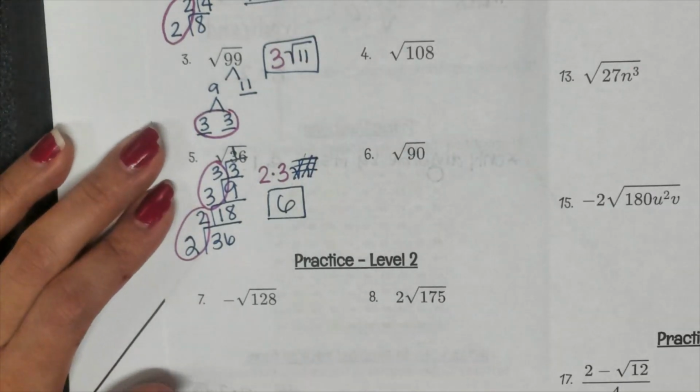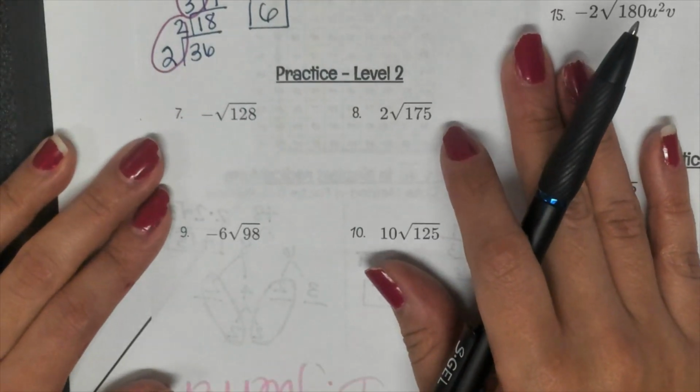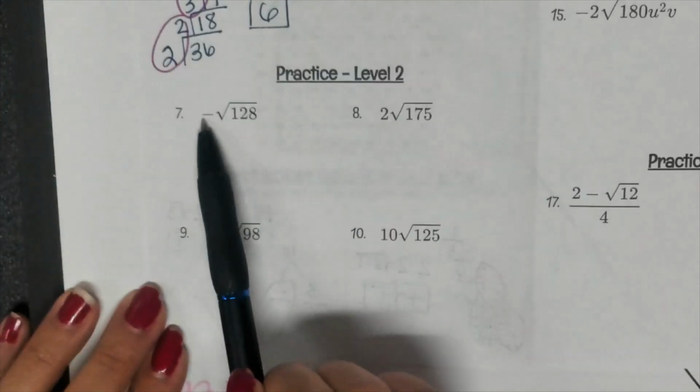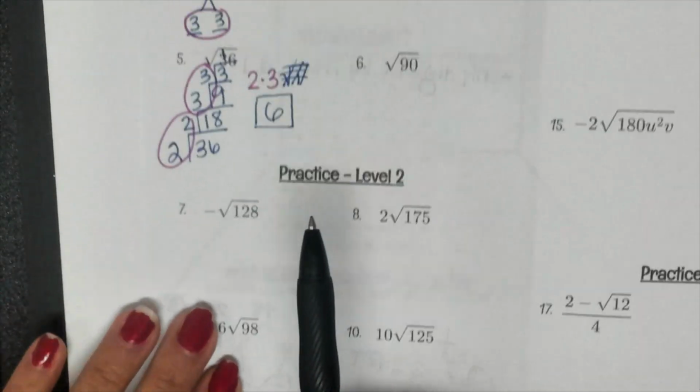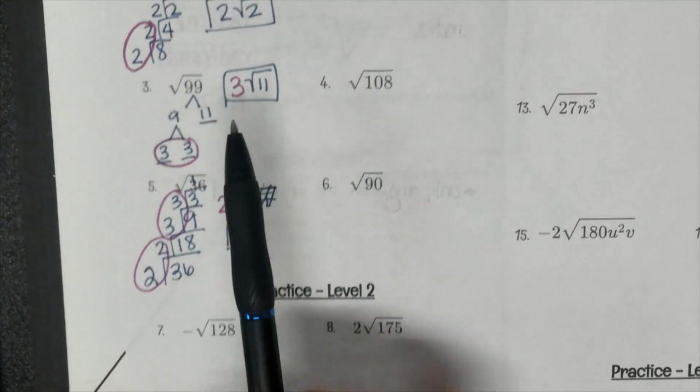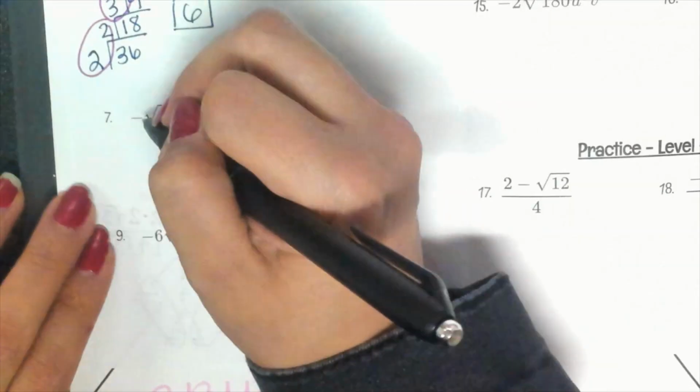All right. Level 2. Only difference here is that there's a number on the outside of the radical. Meaning, once you get to this step, you got to make sure to multiply everything on the outside together. Here's a negative 1.